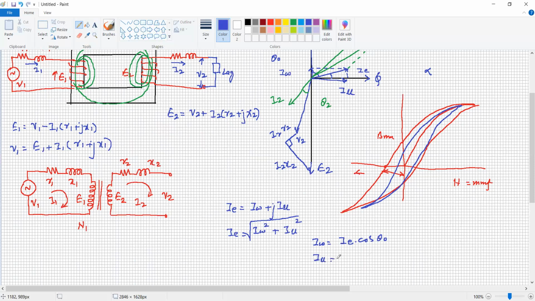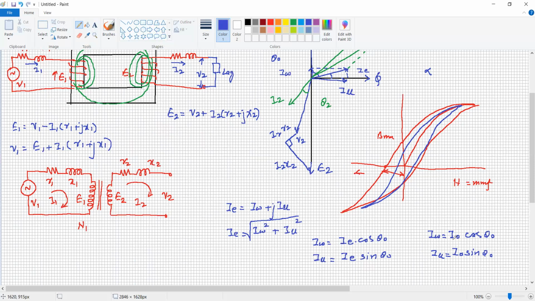Similarly, this component I mu is equal to IE sine theta 0. Sometimes this exciting current may be written as IW is equal to I0, the no load current, into cos theta 0, and I mu is equal to I0 sine theta 0, where theta 0 represents the no load power factor angle.